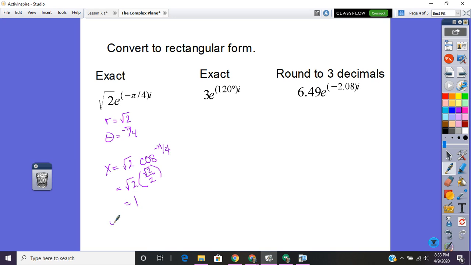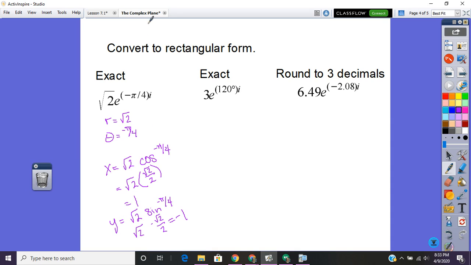All right, and then our y is still r times sine theta, which we got our sine of negative pi over 4 to be negative square root 2 over 2. Well, square root 2 times square root 2 is 2, divided by 2 is 1, and then a negative. So this would be a negative 1. So x is 1 and y is negative 1.